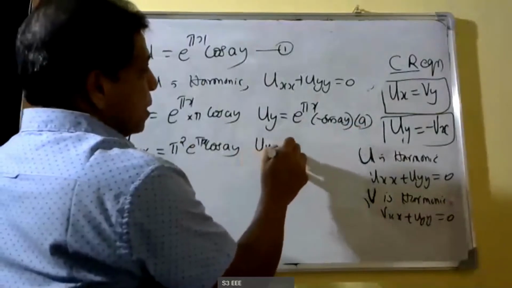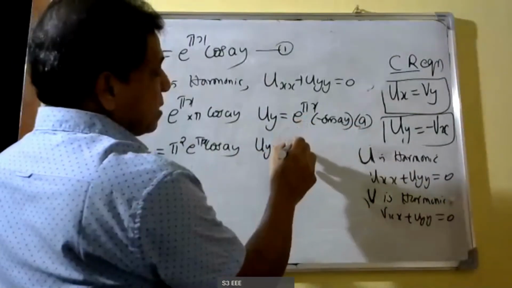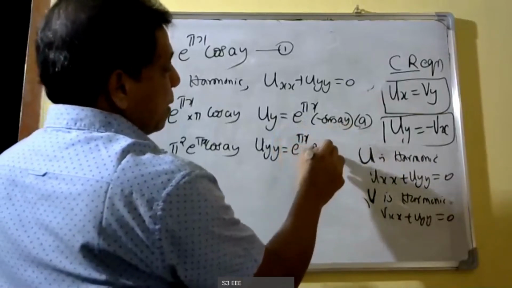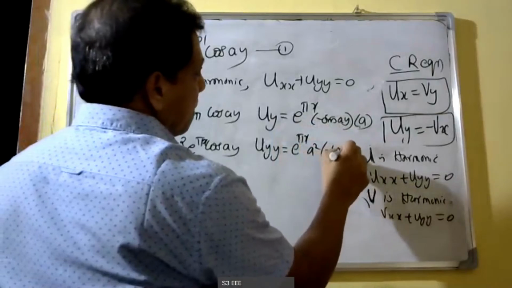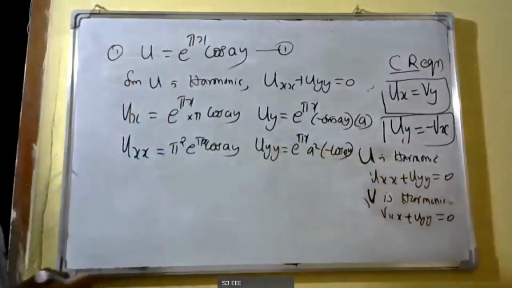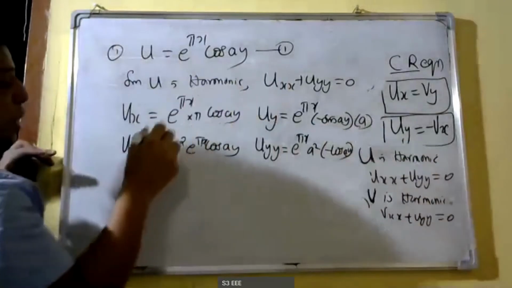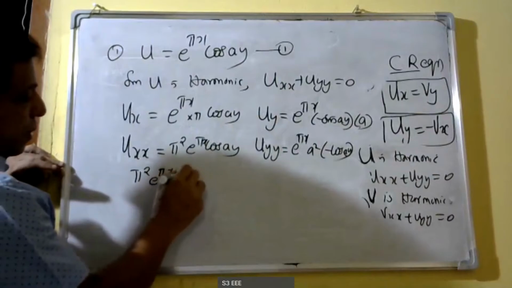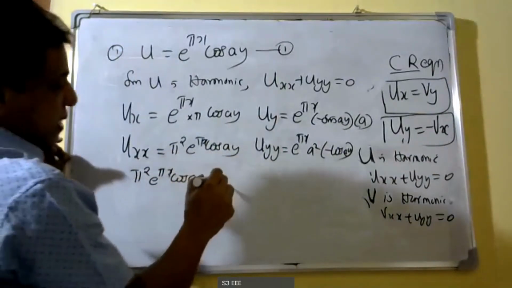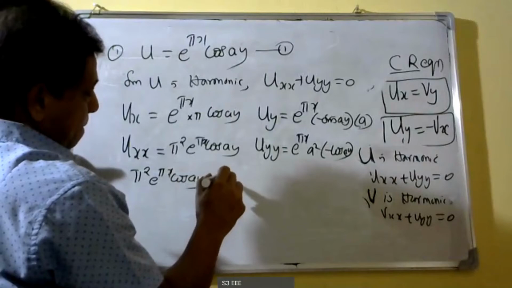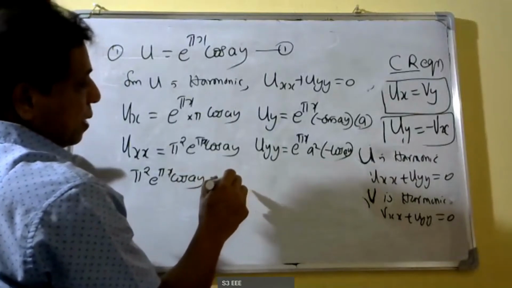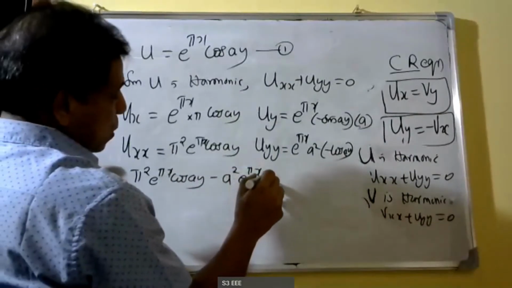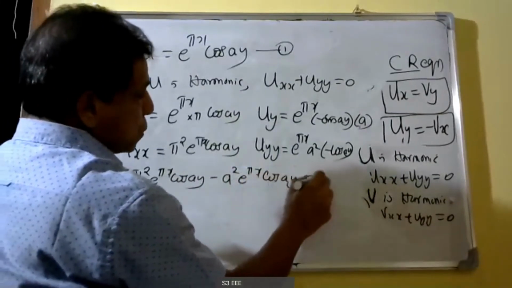Uyy is equal to e raised to pi x into a square into minus cos ay. Given uxx plus uyy equal to 0, therefore pi square e raised to pi x cos ay minus a square e raised to pi x cos ay is equal to 0.